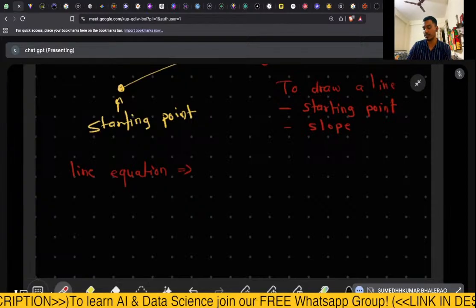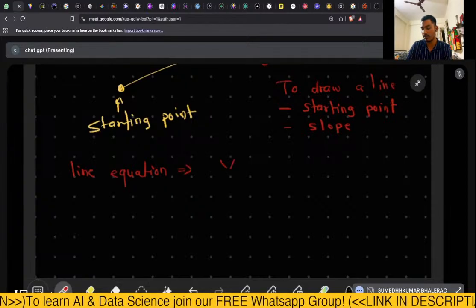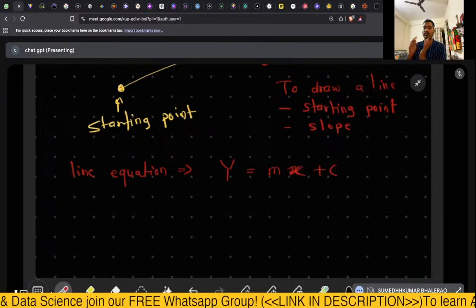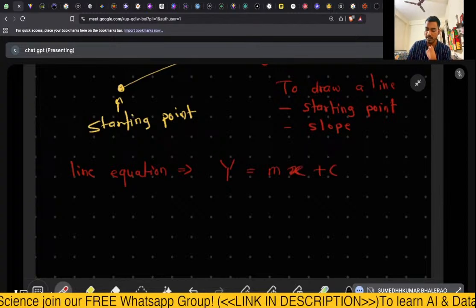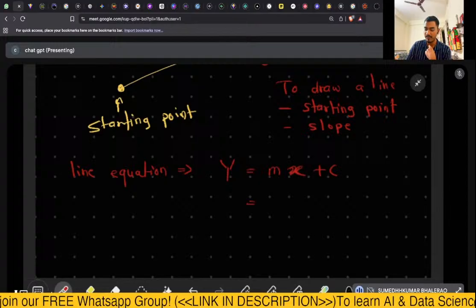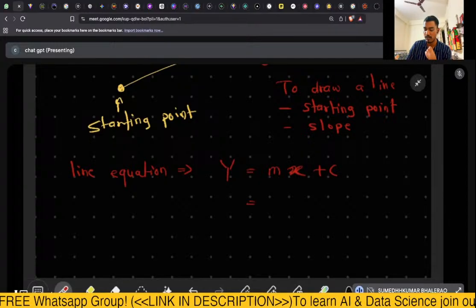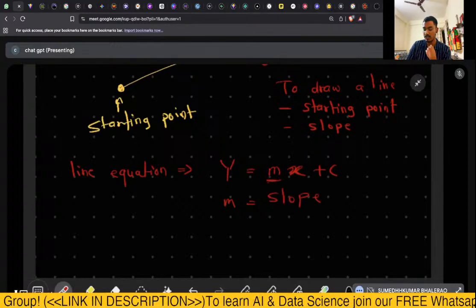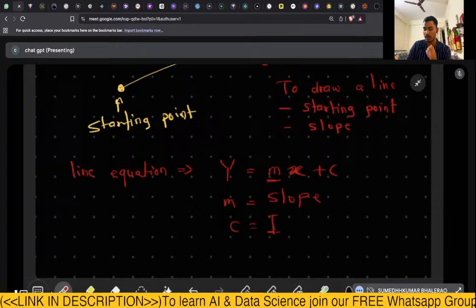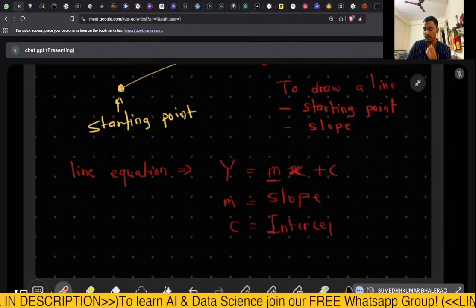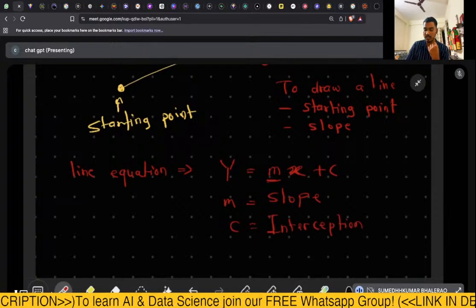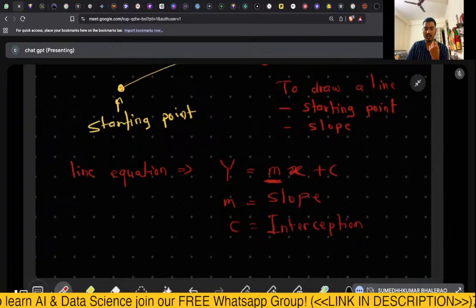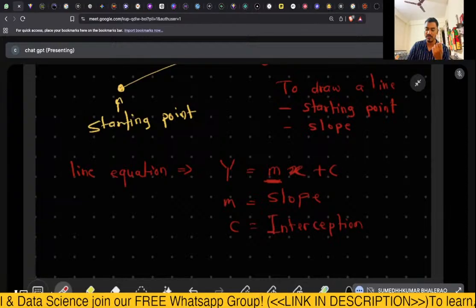So the line equation is y equals mx plus c. So this is the equation of a line. y is basically... m is slope, c is interception. This c is interception, m is slope, and x and y are our x-axis and y-axis.